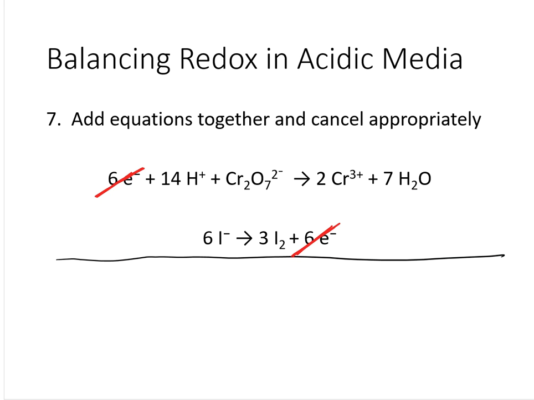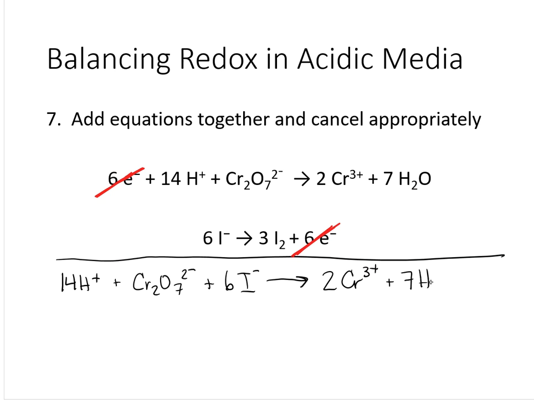So our balanced reaction now is 14 protons plus 1 chromium containing ion, plus 6 iodides reacts to form 2 chromium 3, 7 water, and 3 iodine. Again, double check to make sure that everything cancels like it should. Everything should balance. Nothing changes. It's just the method on how we get them to balance.